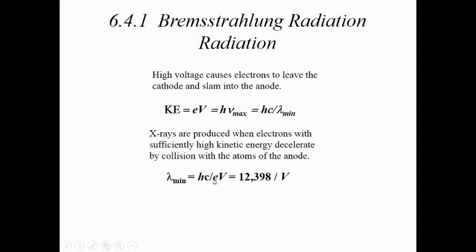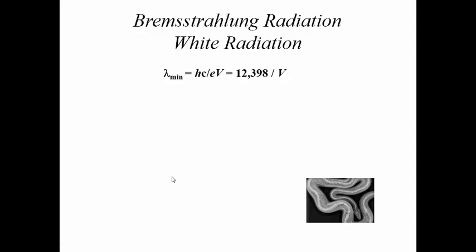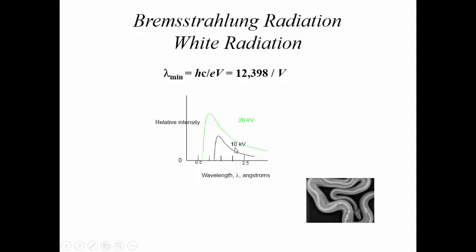If you multiply hc divided by e, you get 12,398. This is the proportionality constant: you give a certain V, and that will give you your lambda min. So let's look at that. For example, if we have 10 kilovolts, we're going to get a minimum wavelength, say here. Now, if we increase the voltage to, say, 20 kilovolts, then we decrease the wavelength at which we pick up our spectrum.